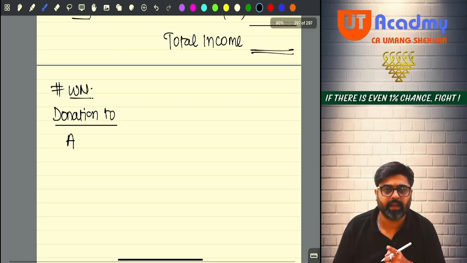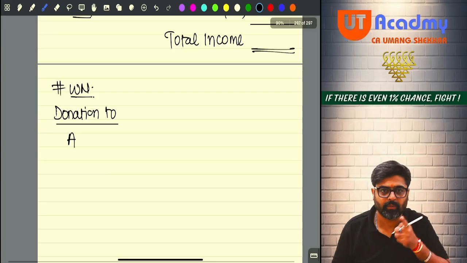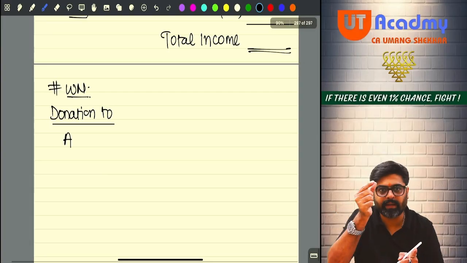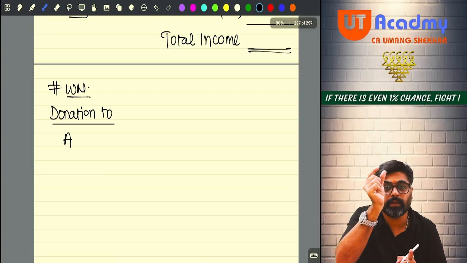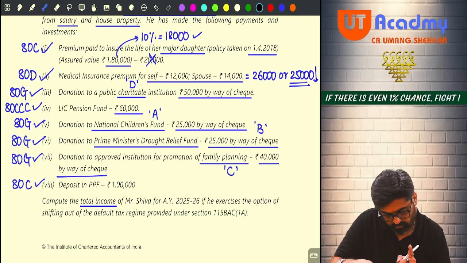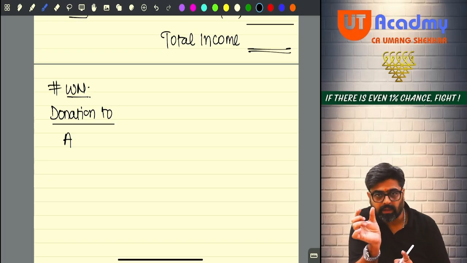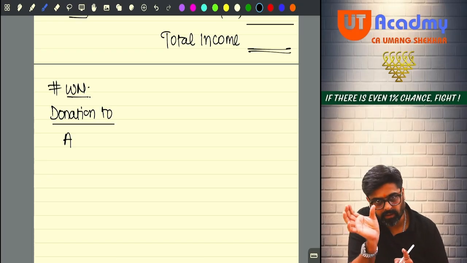See, I am writing A. You are also writing A. But in the exam, don't write A. Write the name of that institution. Donation to... what was the name of the institution? National Children Fund. So you'll write National Children Fund in the particulars here.